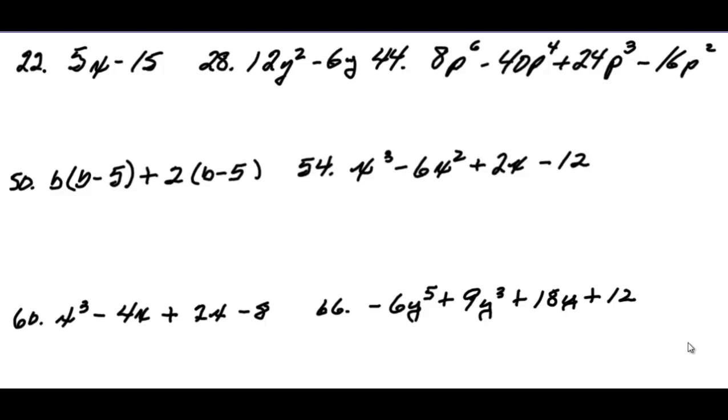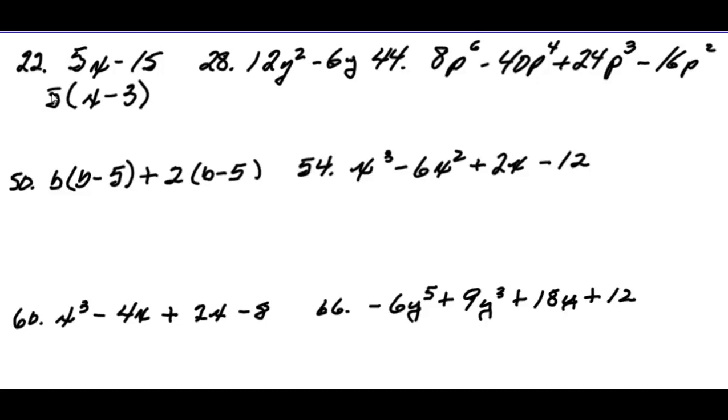Got a pretty simple example here with number 22 where it says 5x minus 15. Is there some number that divides evenly into the first and the second of the two terms in our binomial? And obviously the number is 5. So what I can do is factor out that 5, and what I get is x minus 3. And of course, if you multiply through, 5 times x gives you 5x, 5 times negative 3 gives you negative 15. You know that it works.